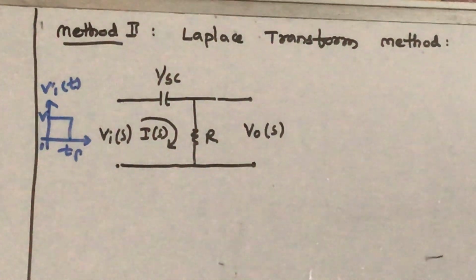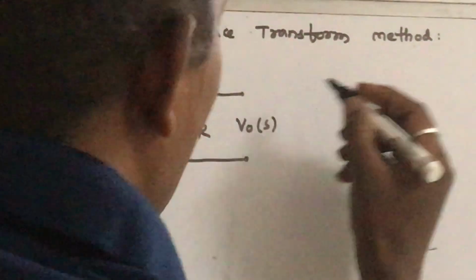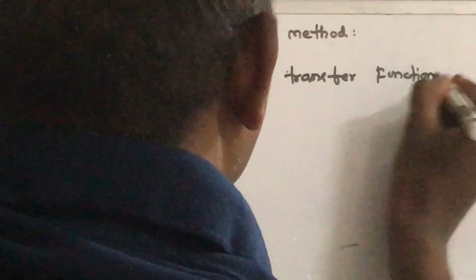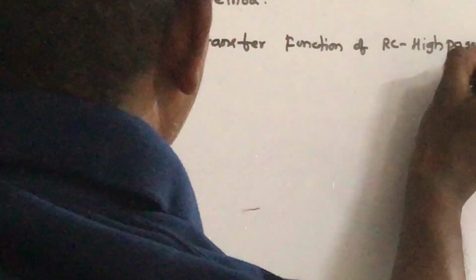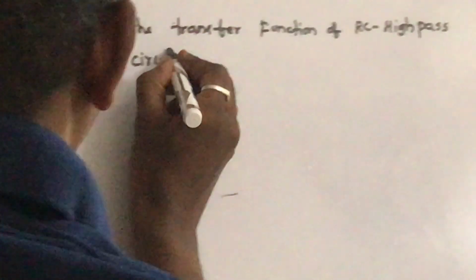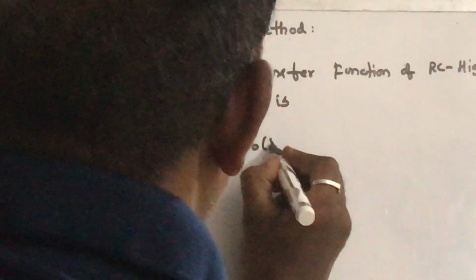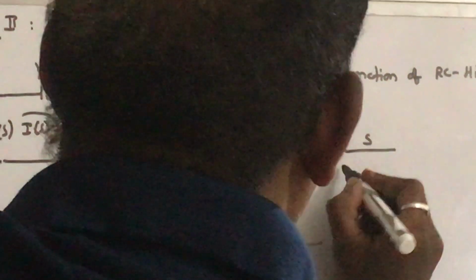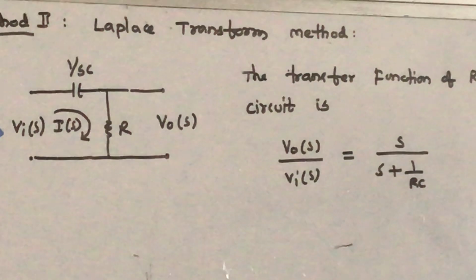Now, first let us find out the transfer function of this high pass filter. The transfer function of the RC high pass circuit, which in the previous lecture we derived as output voltage by input voltage, is a very simple expression: S by S plus 1 by RC.